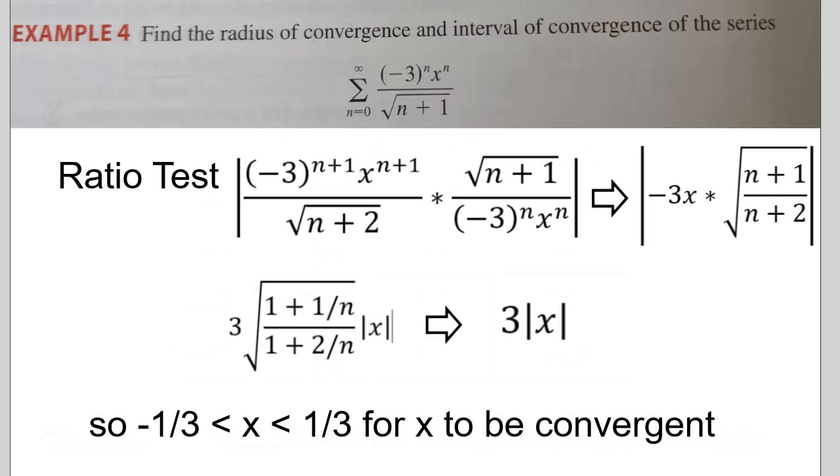So in this example, we're looking for the radius of convergence and the interval of convergence of the series below. As you can see, I'm going to use the ratio test for this, and I've set it up and broken it down. If you go through all the steps, we end up getting down to 3 times the absolute value of x, which is where this would converge after doing the limit. Now the ratio test converges when this is less than 1. So in this case, it is going to be between negative 1/3 and positive 1/3 after solving the absolute value for x to be convergent.